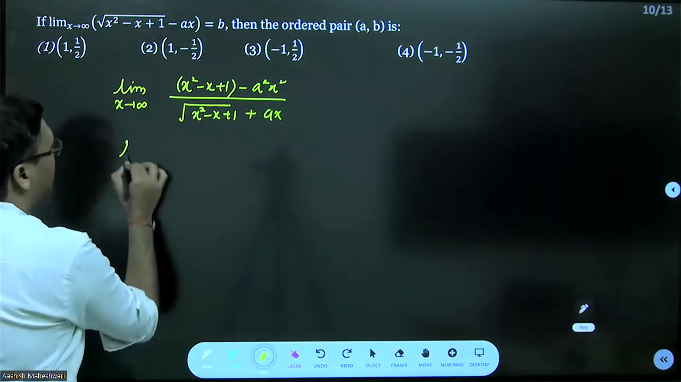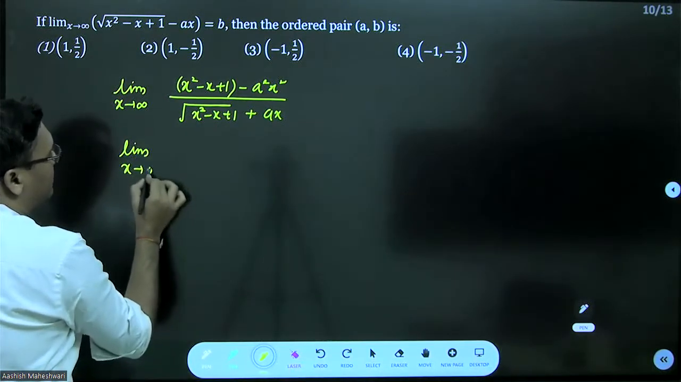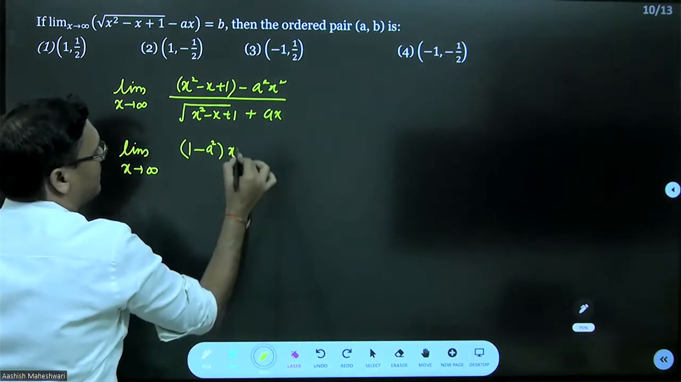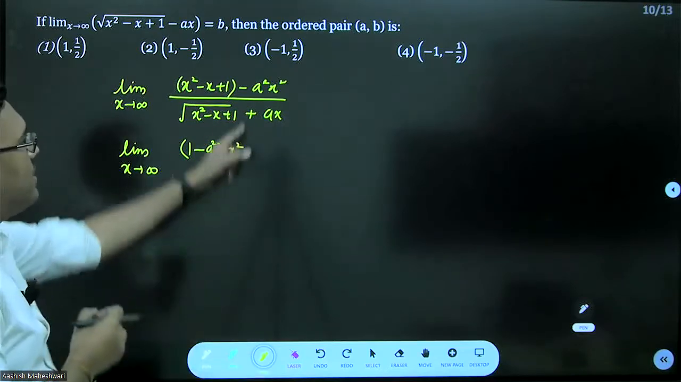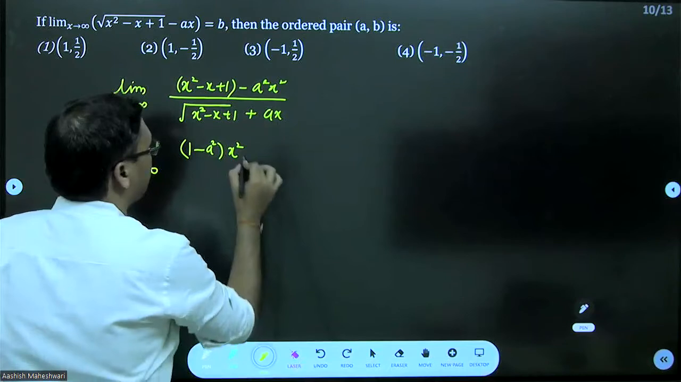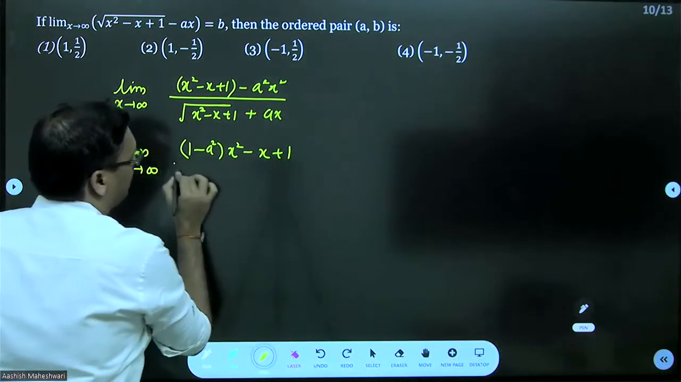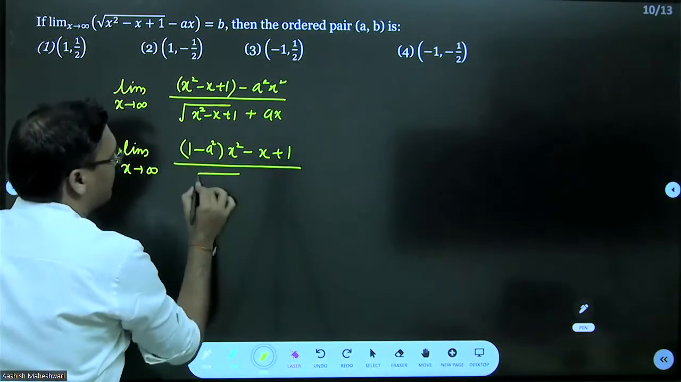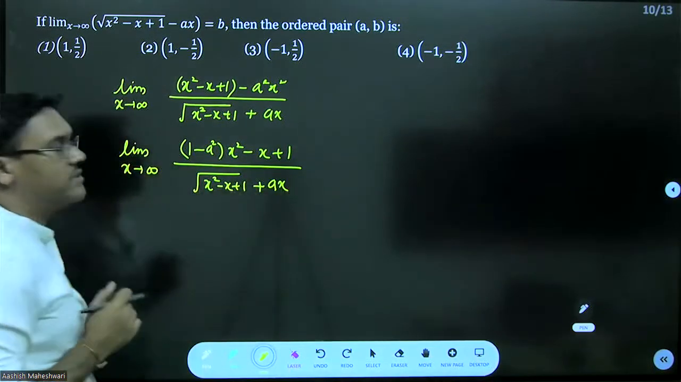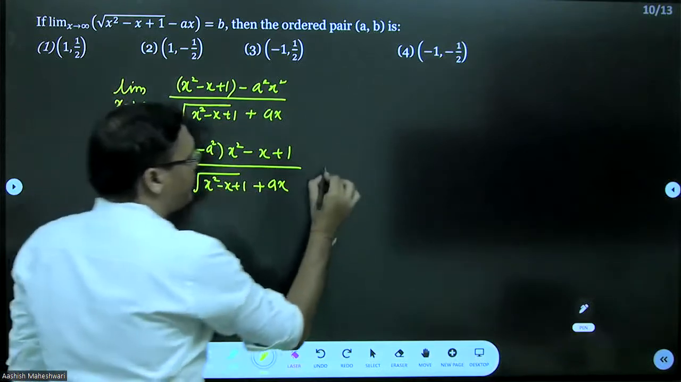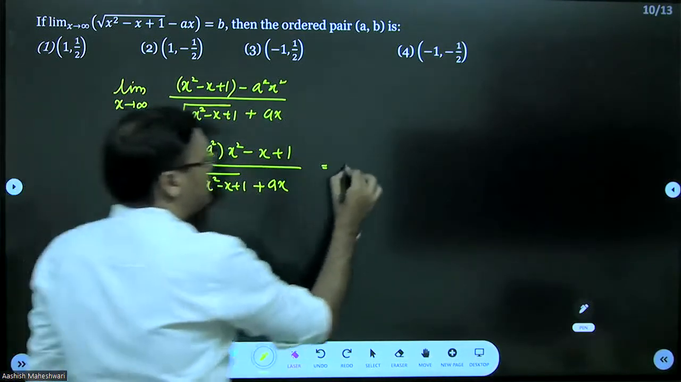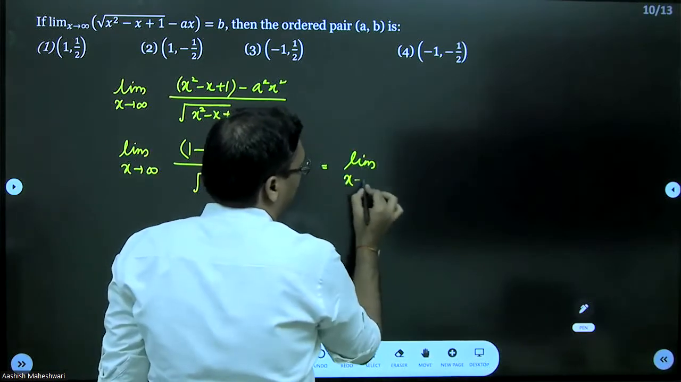Now observe this. Limit x approaches infinity. We have 1 minus a square x square. Okay? You can check it: multiplying these gives a square minus b square, so you have the calculation. You can check the calculation. Okay? Minus x plus 1 divided by under root of x square minus x plus 1 plus ax. This is the expression. Now see, if you take x square common from this, as limit x approaches infinity.